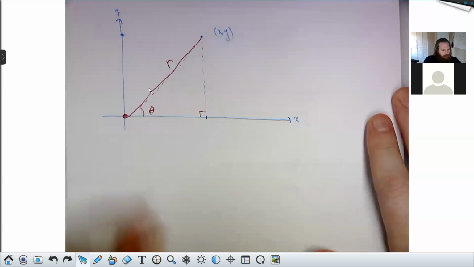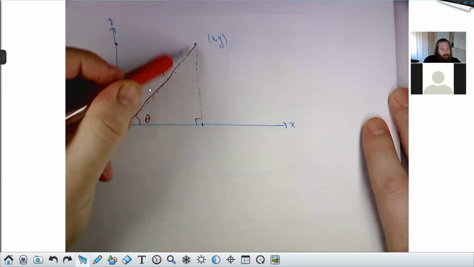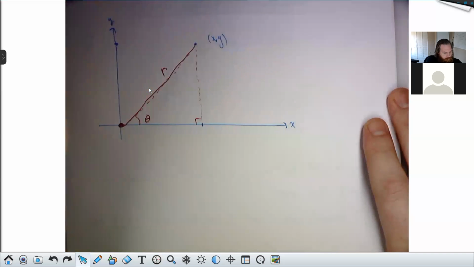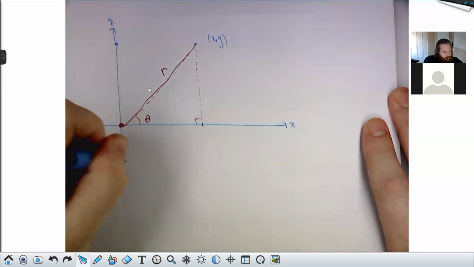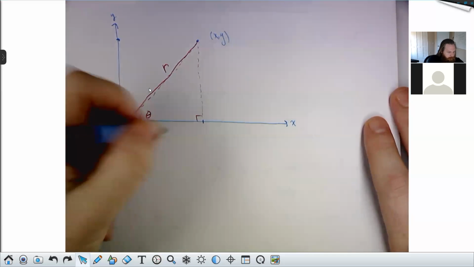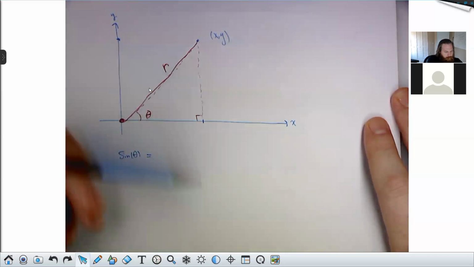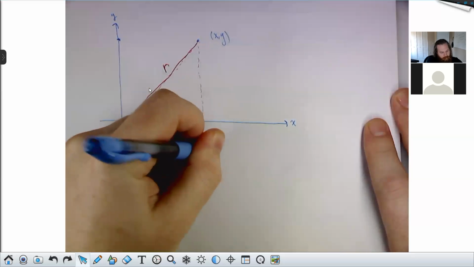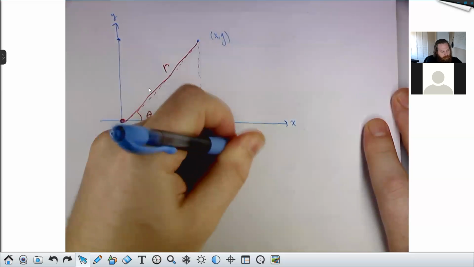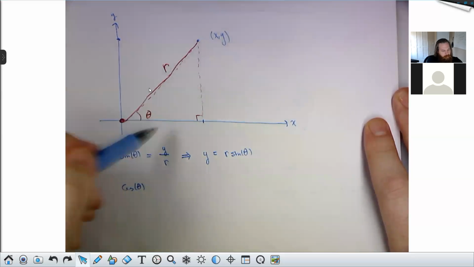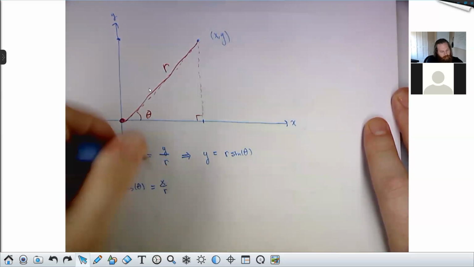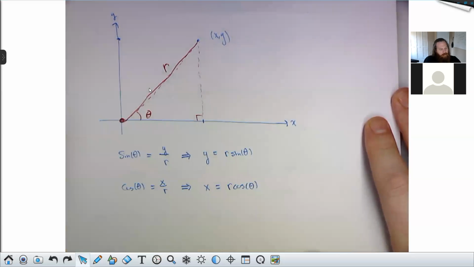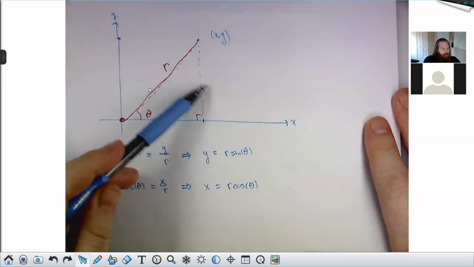So if you look at this right triangle, then this side length right here, which is y, is equal to, well, let's look at it like this. The sine of theta is equal to the opposite over the hypotenuse, which means that y is equal to r sine theta, and the cos of theta is the adjacent over the hypotenuse. That's x over r, which means x is r cos theta. And then the last nice thing to observe here is that x squared plus y squared has to be r squared.